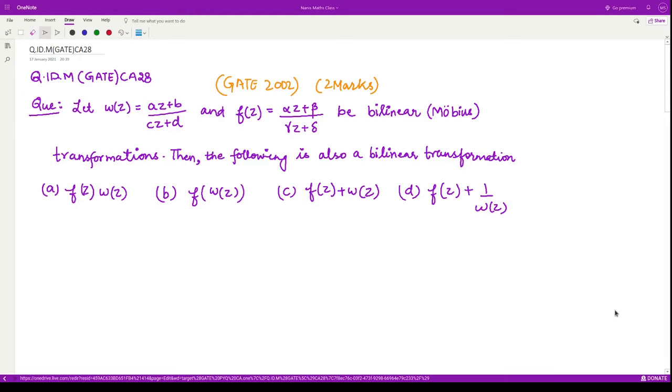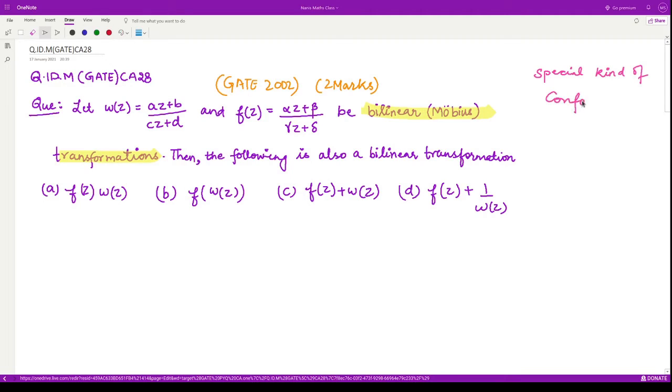Everyone, welcome to this next question on complex analysis. This question is related to bilinear or Mobius transformations. So first of all, you should know what a bilinear transformation is. This bilinear transformation is a special kind of mapping, a special kind of conformal mapping.